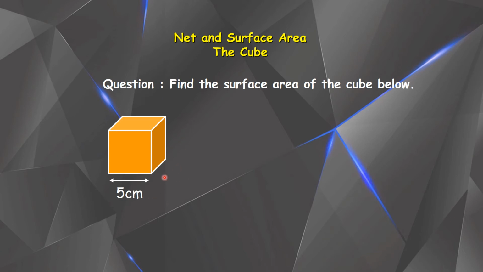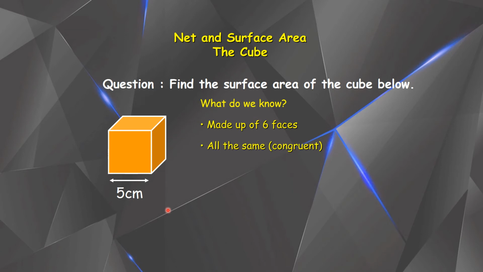So how will you find the surface area of this cube? See what we know. What do we know? It is made up of 6 faces, right? All are the same. Why? Because we said a cube has 6 congruent faces. All are squares, right? So the area will be length multiplied by length, or we can say side multiplied by side in the case of a square.